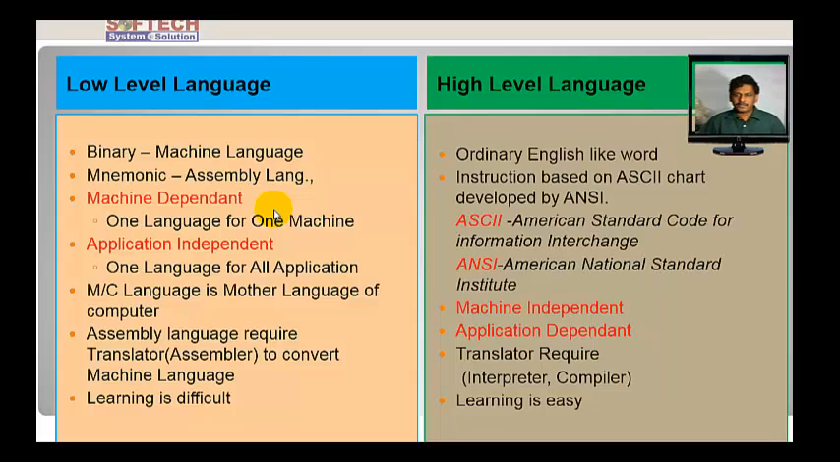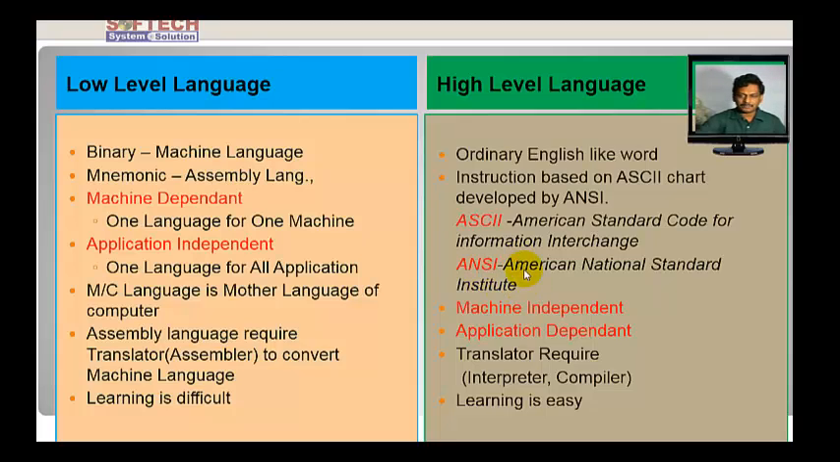Then instructions are based on the ASCII chart. All instructions of high-level languages are based on the ASCII chart. That chart was developed by the American National Standards Institute, shortly called ANSI. What is the meaning of ASCII? ASCII is American Standard Code for Information Interchange. ANSI is the American National Standards Institute, one of the research and development institutes.